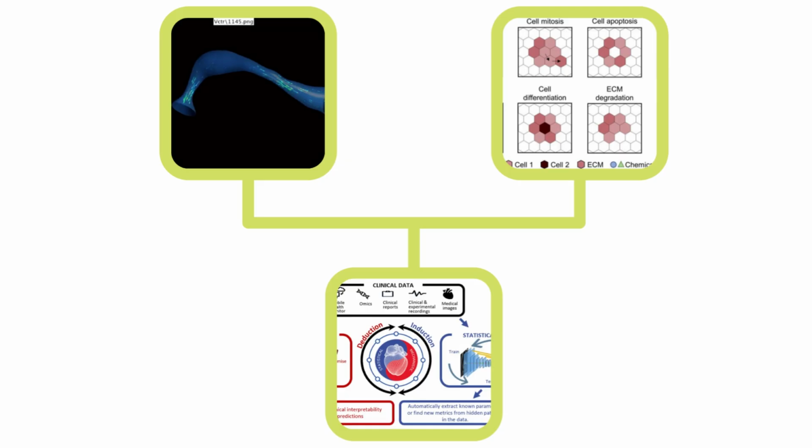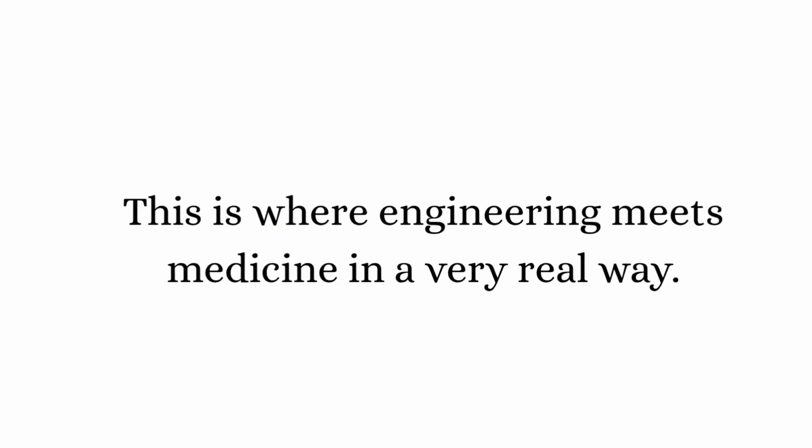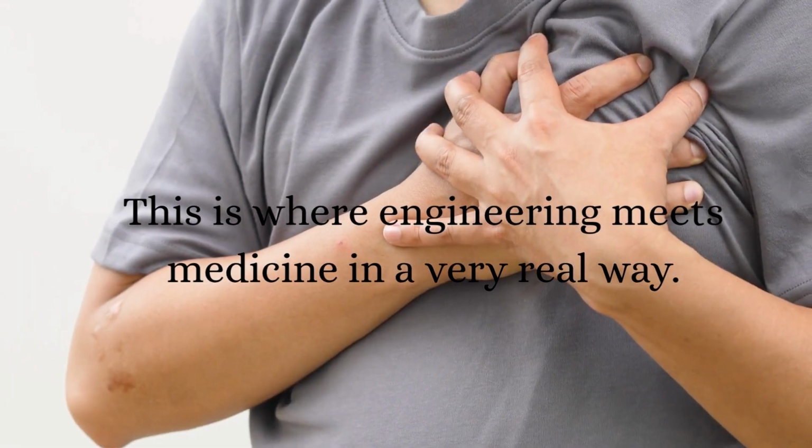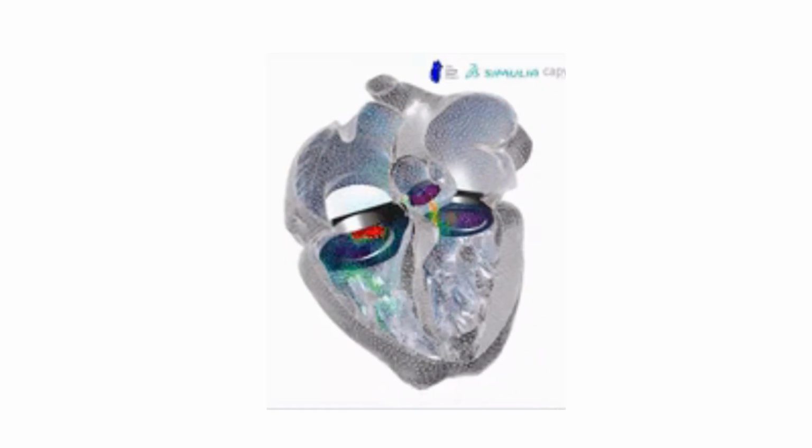So when we put all of this together, you start to see the bigger picture. Computational fluid dynamics helps us understand how blood moves. Agent-based modeling helps us understand how cells behave. And digital twins bring everything together into a personalized, evolving model of a real human being. This is where engineering meets medicine in a very real way. Instead of reacting to disease after it happens, we move toward predicting it, testing treatments before they are applied, and tailoring care to each individual patient.